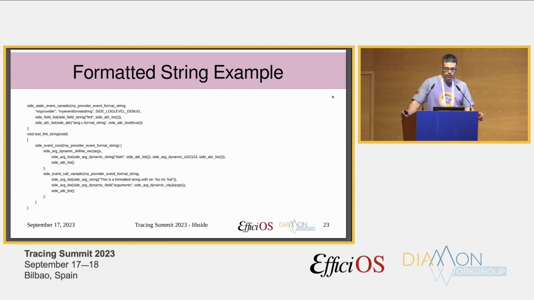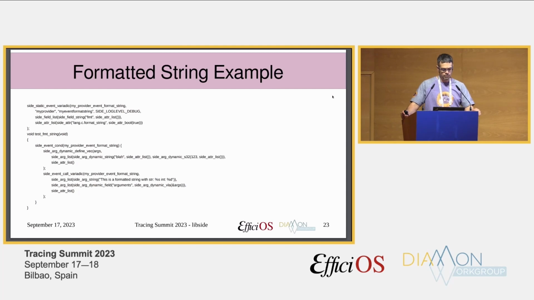Then another example, more complex, a formatted string example. So we also have the side static event variadic, which takes some fields that are known statically and other fields which are dynamically typed. So with this, what we can do is basically implement a format string. So the format string is the statically known string field, and we can see it here. So the side field string FMT, and then we can apply to it an attribute which would say, well, this is a language C format string. So whatever trace reader knows about it can actually do the pretty printing if they choose to.